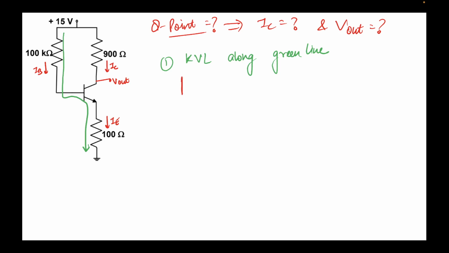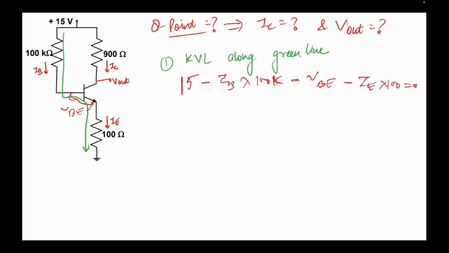So I'll write 15 minus IB times 100k minus VBE. This is VBE, and we know that VBE must be equal to 0.7 because this is a forward active mode. And then finally minus IE times 100 equal to 0.